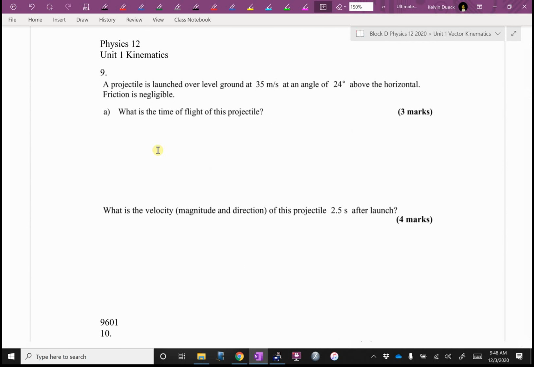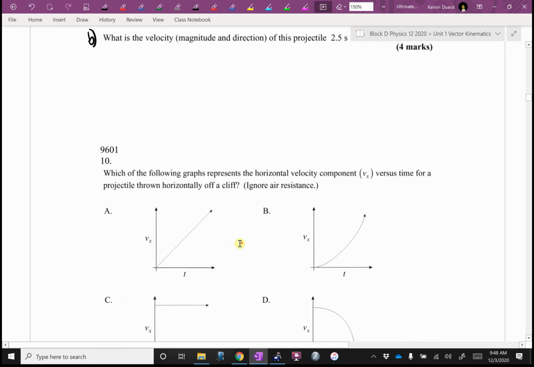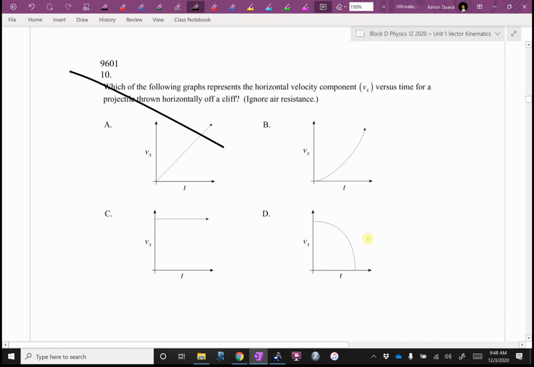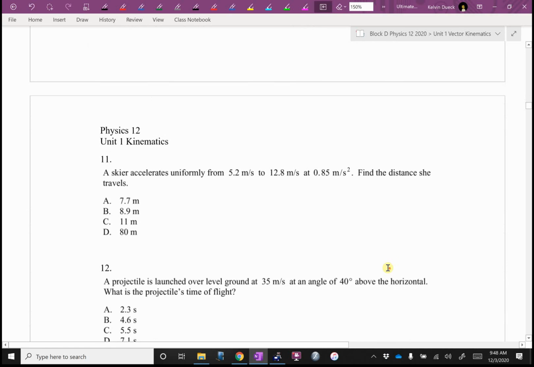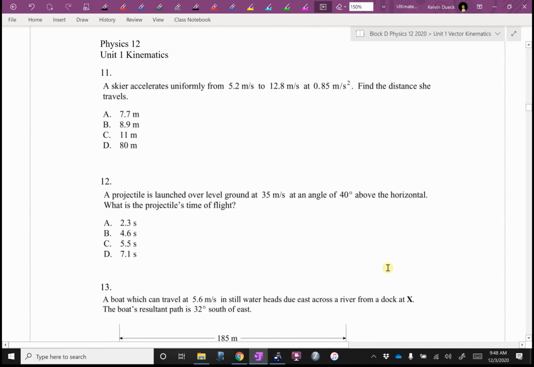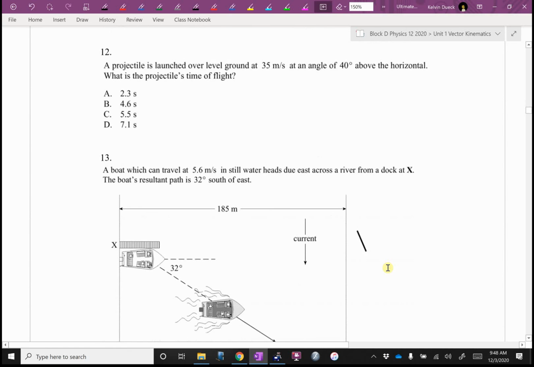Nine is okay. Part B, which the letter B somehow got chopped off, is fair game for a quiz because you're going to find a slanty velocity. I'm not going to ask you to find the slanty velocity on the written section of the test. You can cross out 10. 11 is good. 12 is good. I like 12.